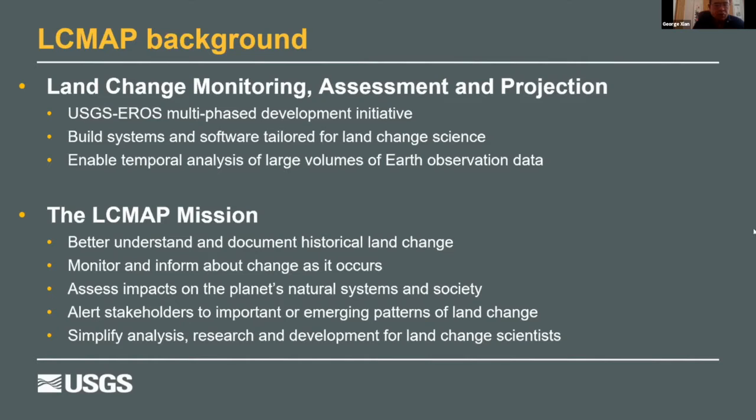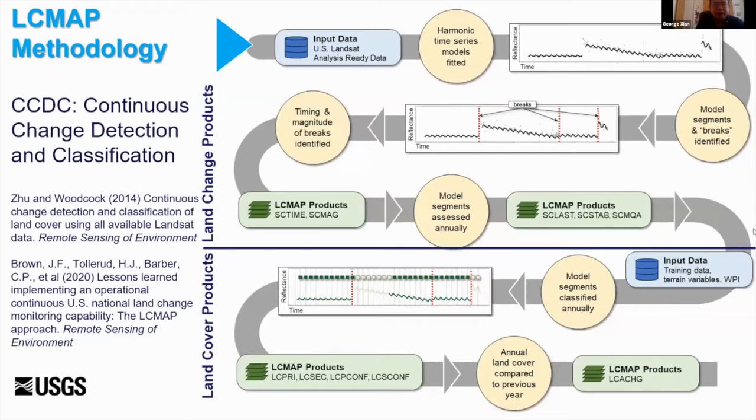For this one, we wanted to provide information to better understand and document historical land change and monitor and inform about the change as it occurs. So that's the general LCMAP mission. And this one gives a very general methodology introduction to tell how we do our LCMAP work. It involves the US Landsat Analysis Ready Data, we call it ARD. That's the entire Landsat archive we are going to use.